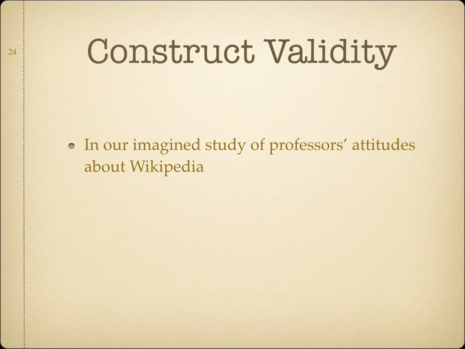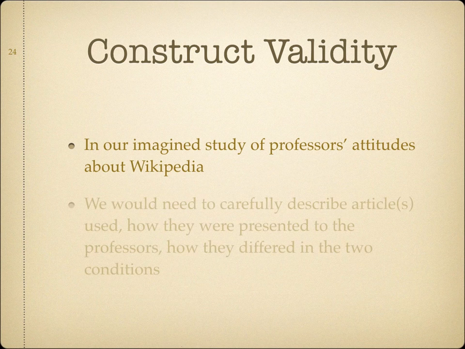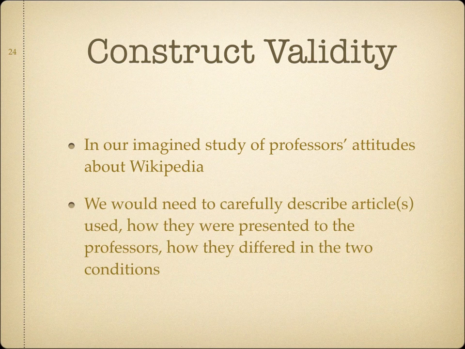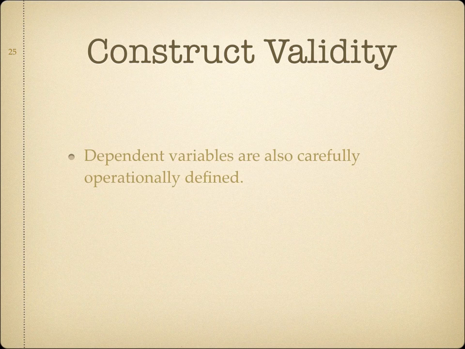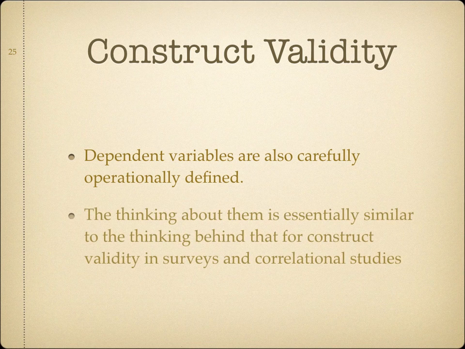In our imagined study of professors' attitudes about Wikipedia, we need to carefully describe the articles used, how they were presented to the professors, and how they differed in the two conditions. Dependent variables are also carefully operationally defined so that we have a good understanding of construct validity. And thinking about them is similar to thinking about construct validity for surveys and correlational studies.